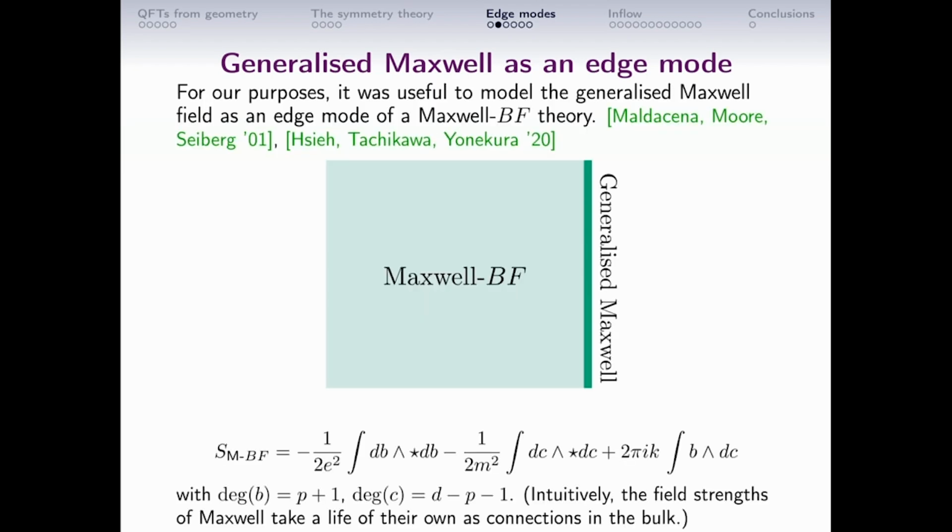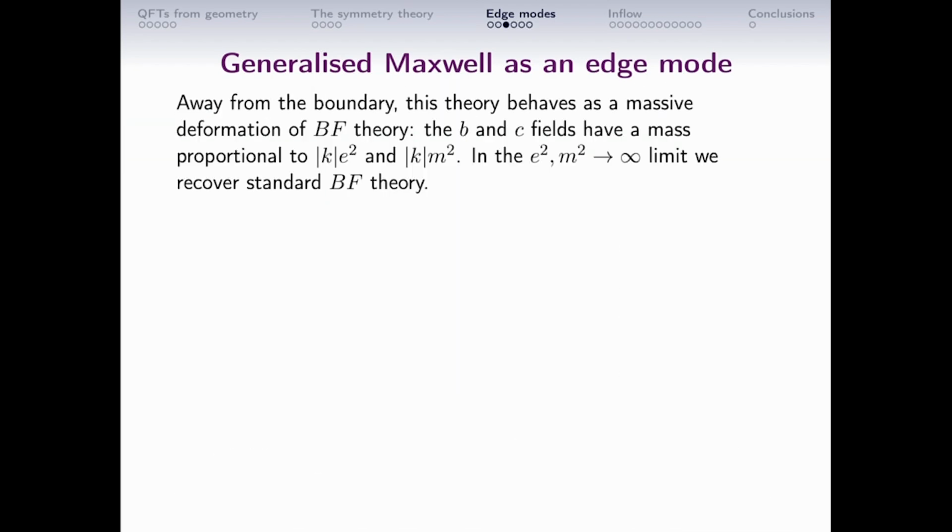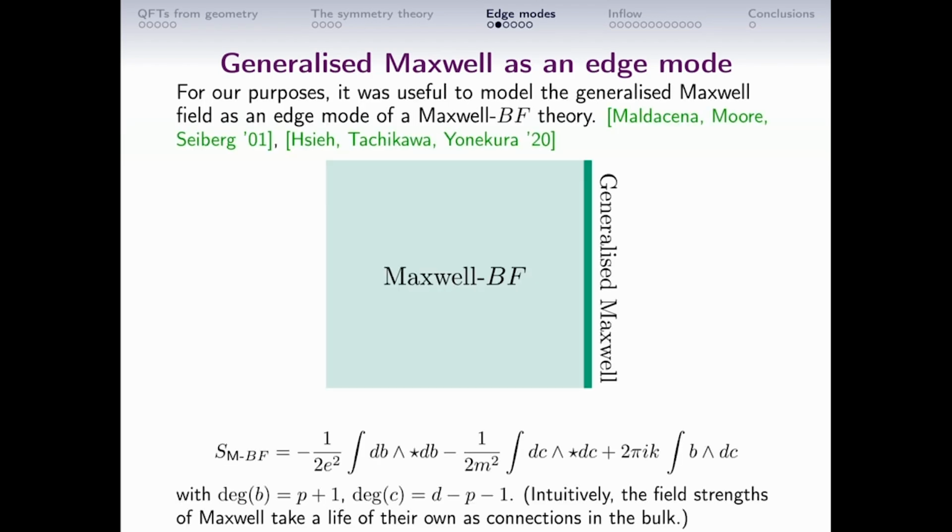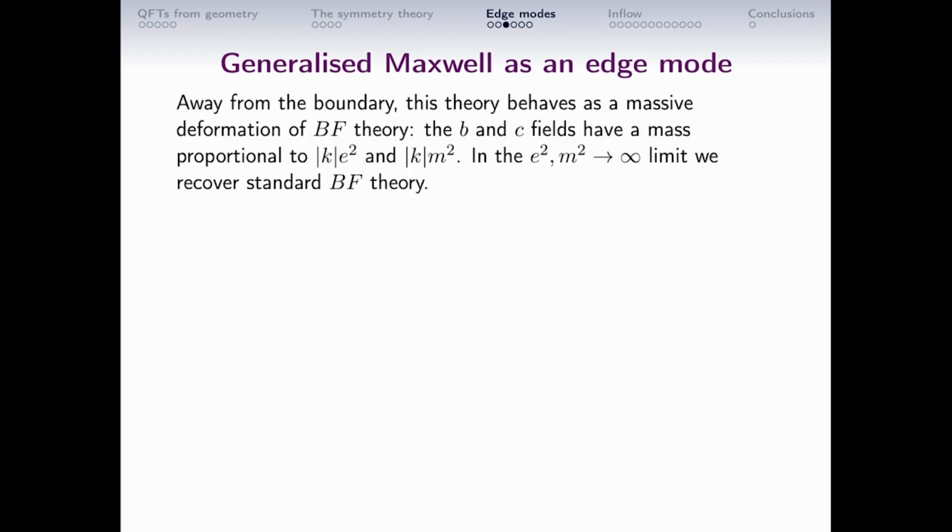Okay, so away from the boundary, somewhere in the bulk, these fields have a mass which is proportional to the level, but then the E squared and M squared are the things that tell you about the kinetic term here. When you introduce this kinetic term, this will give you a large mass. So a small kinetic term is a large mass for these guys. It's a very small deformation of the BF theory. So in the limit in which this is very large, or at large distances, you recover the BF theory.